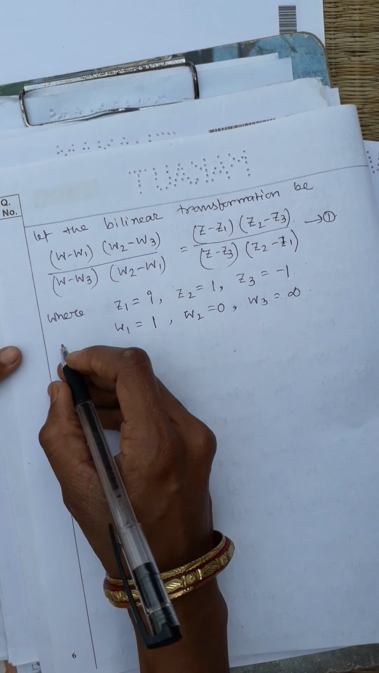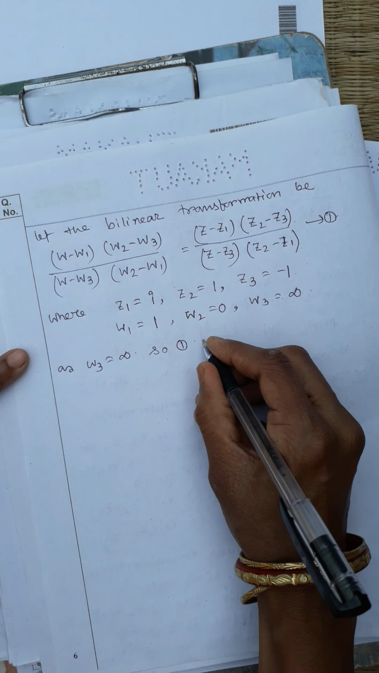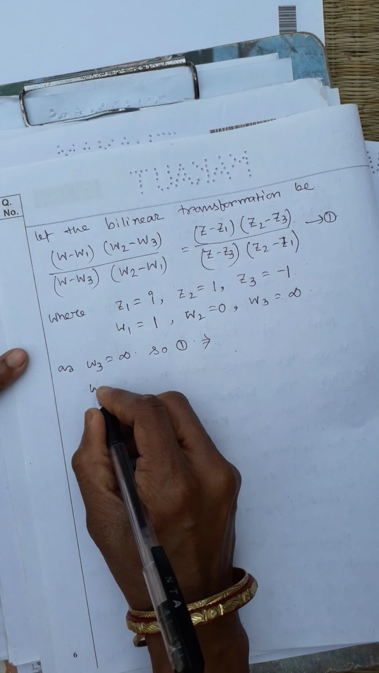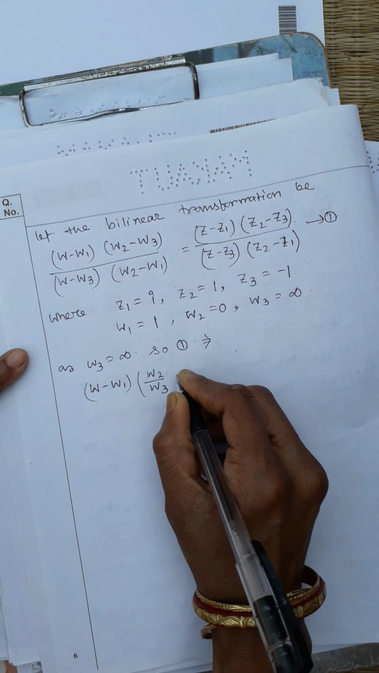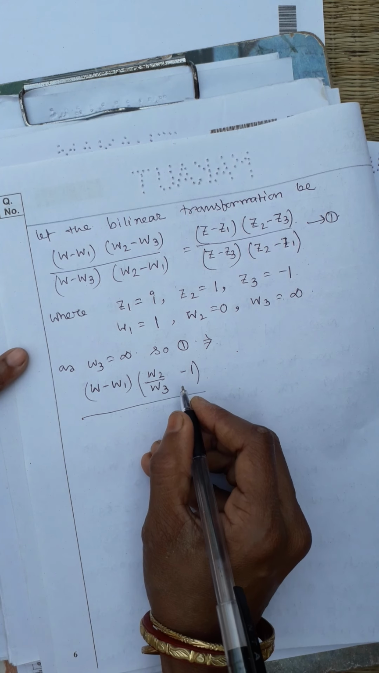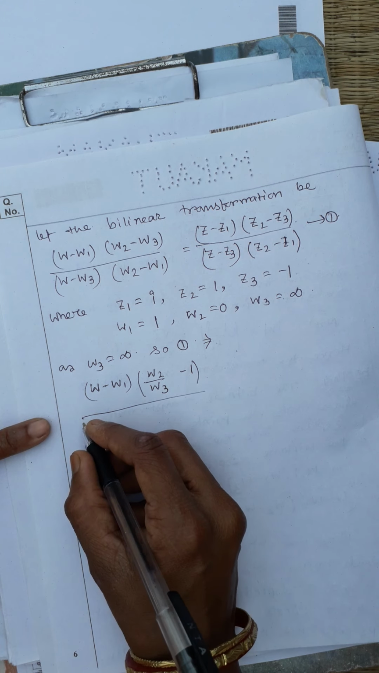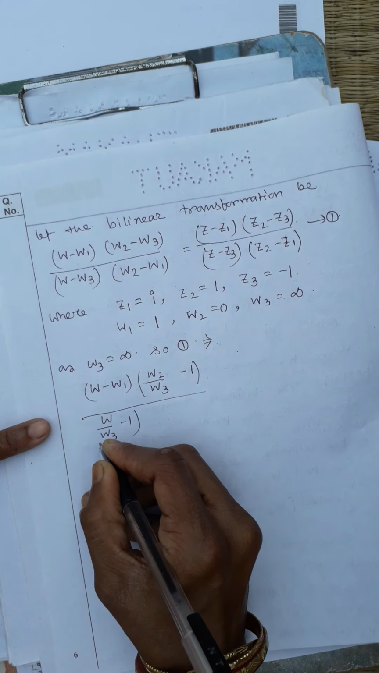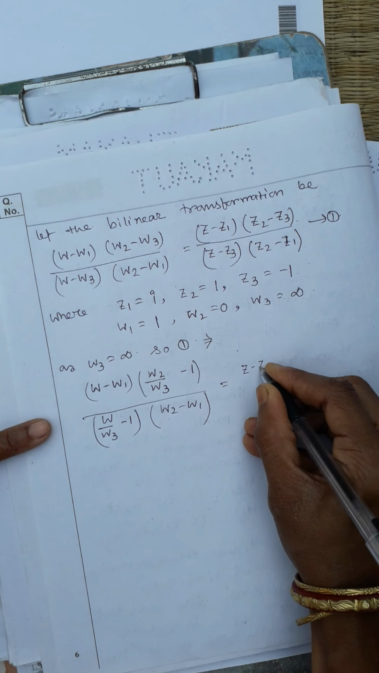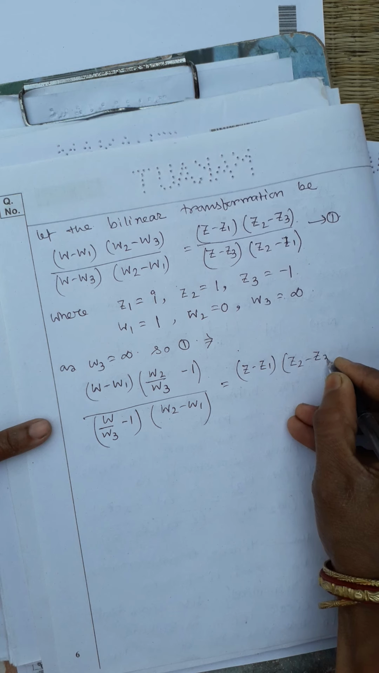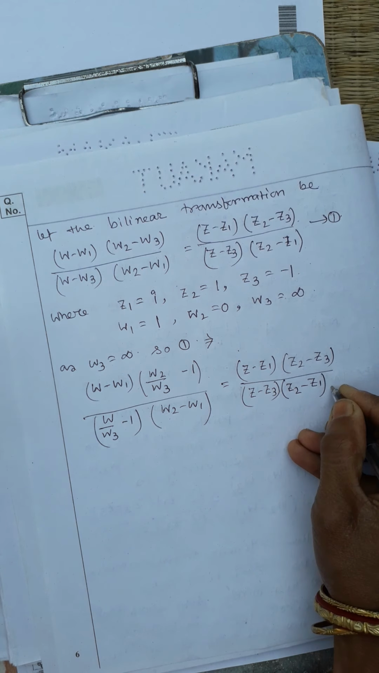So as w3 is equal to infinity, from 1 we have (w minus w1) into w2 by w3 minus 1. We take w3 common here. That means w by w3 minus 1, w2 minus w1, which is equal to (z minus z1)(z2 minus z3) by (z minus z3)(z2 minus z1).